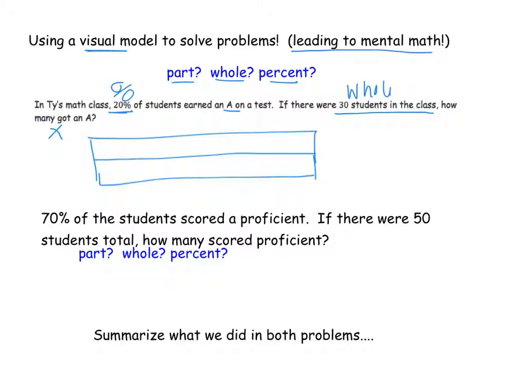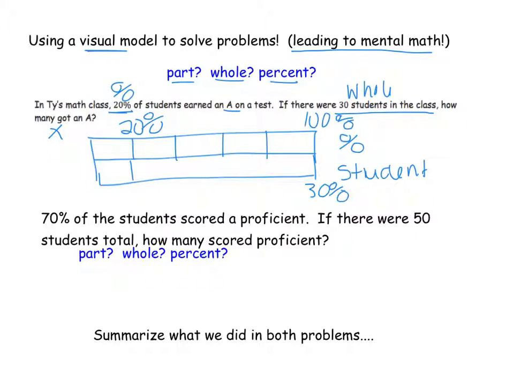So we're looking for what is 20% of 30. So I have two different tape diagrams going here, so double tape. So I'm going to have a percent and students. So if it's a whole thing, that's 100%. So 100% of the students equals 30. Good so far? We know that 20%, so if I marked this into 5 pieces, 20% would be the people that got an A, and this is what we're looking for.